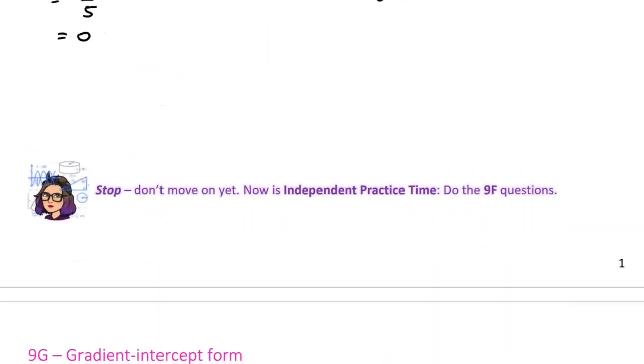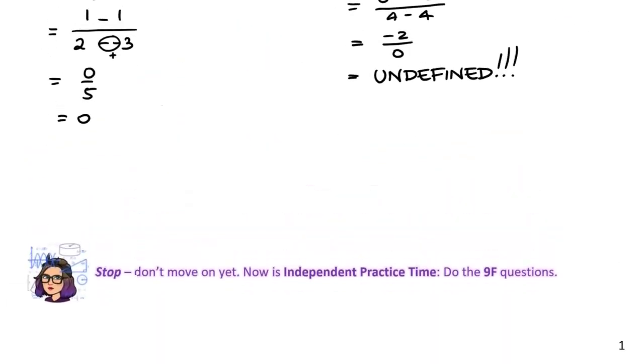So now's a really good time to do some independent practice questions. You have 9F questions to do, and let me know if you have any troubles.